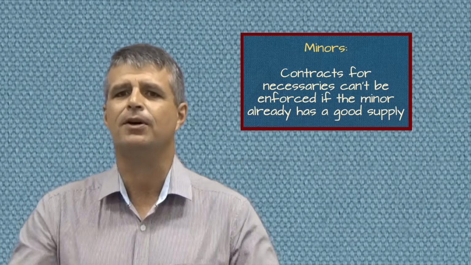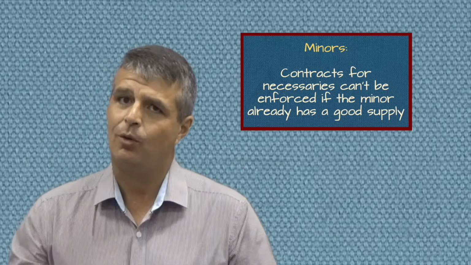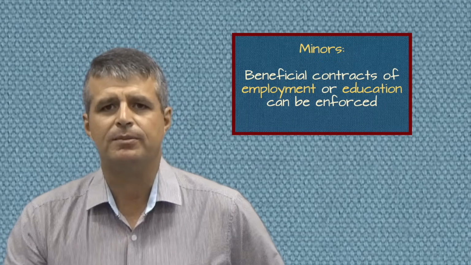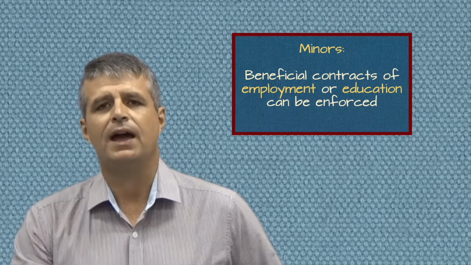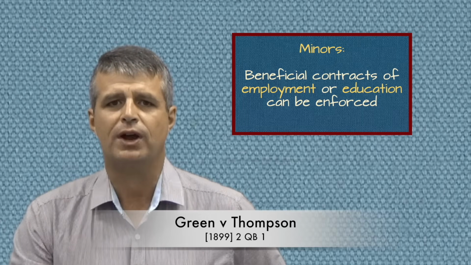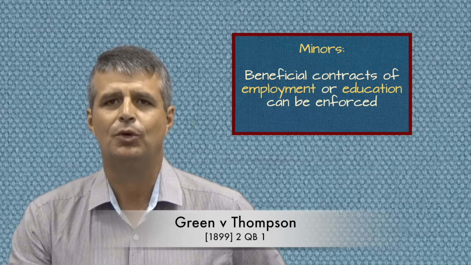Now, how's the merchant supposed to know that? I've never quite known. However, the rule is that you can't enforce a contract for necessaries if the child already has a good supply. Finally, contracts can be enforced against children if they are what are called beneficial contracts of employment or education.